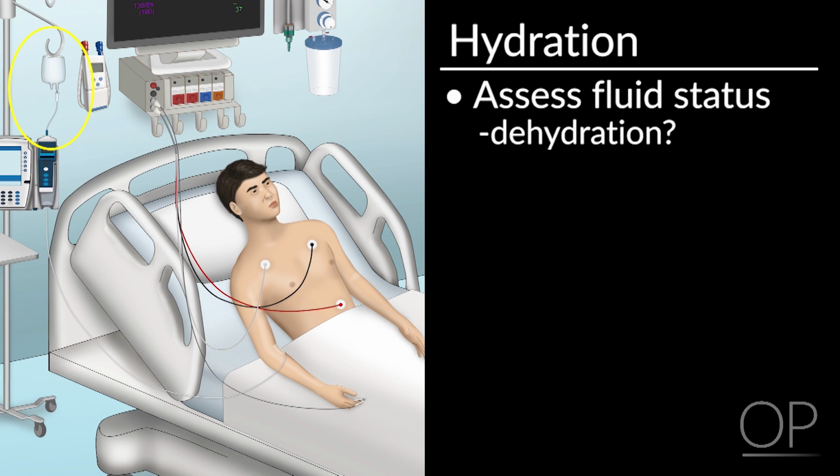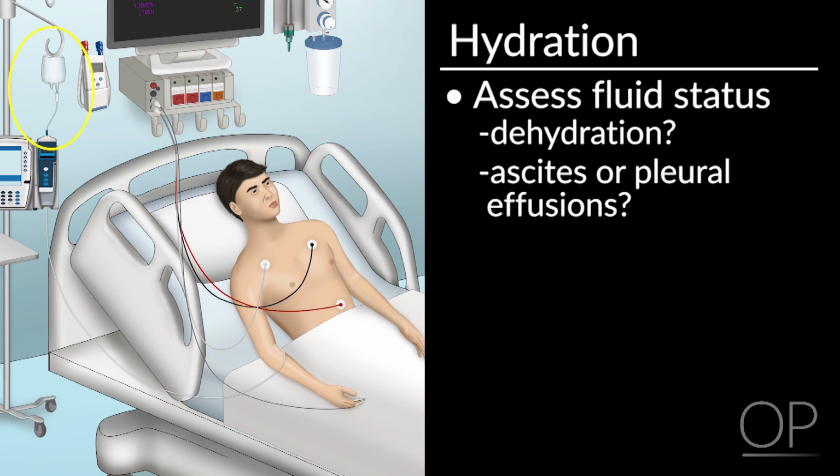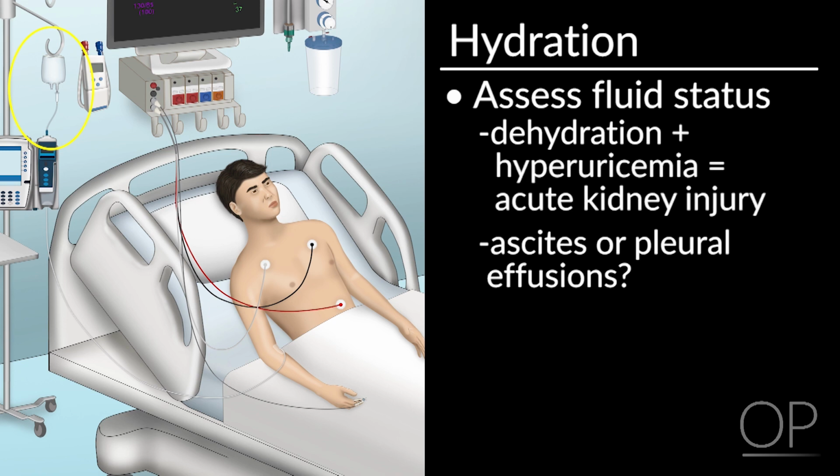But very rarely you do see large accumulations of fluid in the abdomen or in the lungs, for which we have to be a bit more cautious about hydration. Along with dehydration, if we combine that with the hyperuricemia, we can really potentiate acute kidney injury, and this is likely what's driving the elevated creatinine. So as I'm alluding to, hydration is a keystone in tumor lysis management.